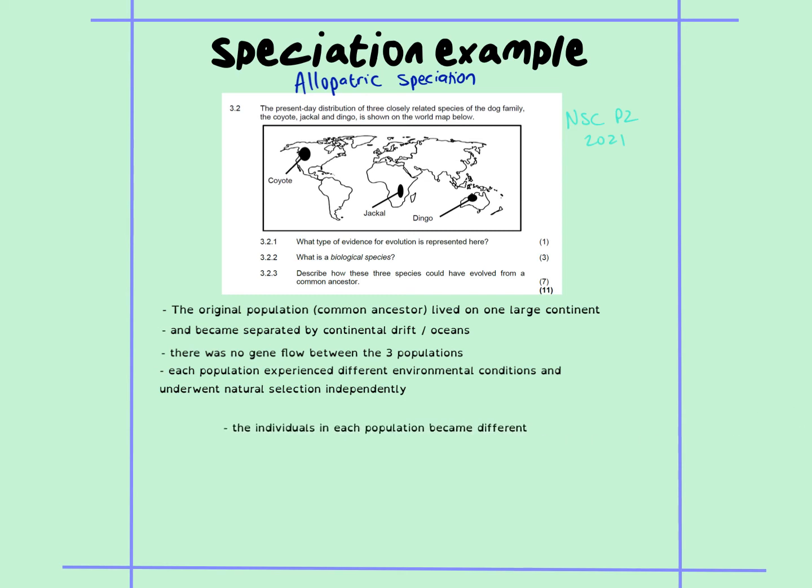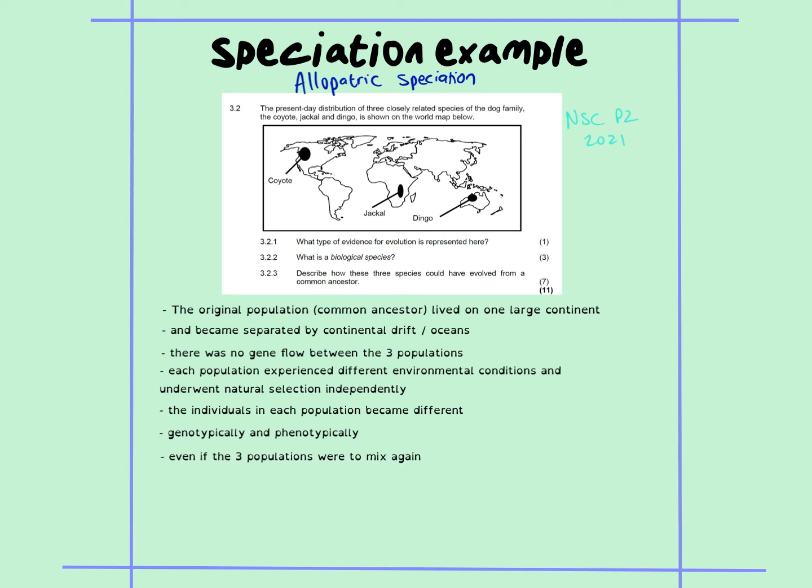And then what happens is the individuals in each population become different, genotypically and phenotypically. So you can say they become genotypically and phenotypically different. But that means the genotype changed, therefore the phenotype changed. Now, even if the three populations were to mix again, they would be unable to interbreed and produce fertile offspring. That means they are now different species. So, thus, the three different species, the coyote, jackal, and dingo, were formed. This was also a compulsory mark, naming the three different species, because the question said, describe how these three species could have evolved. So you had to name the three species in the end.